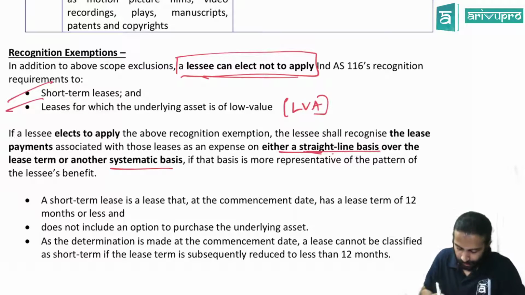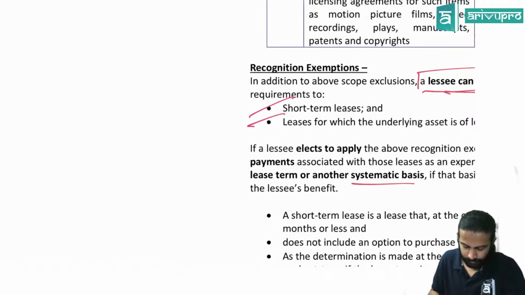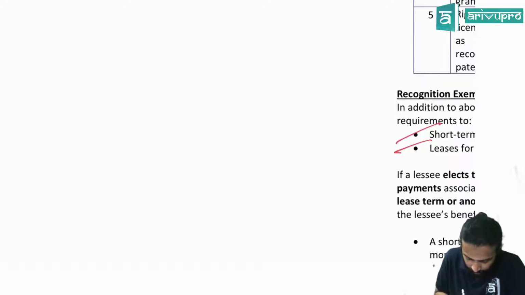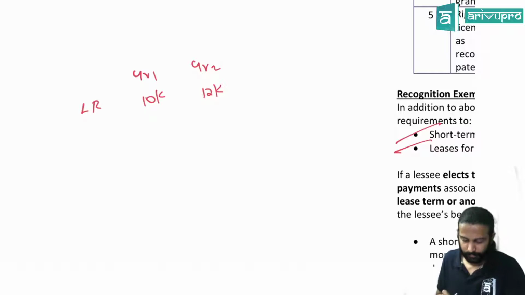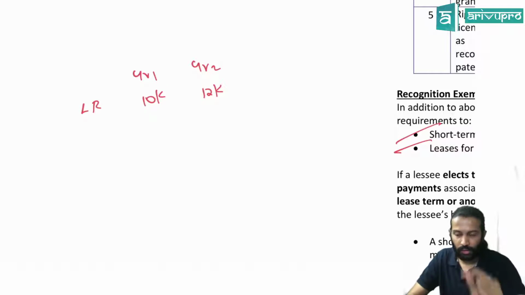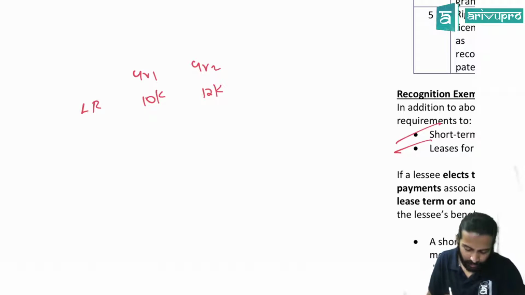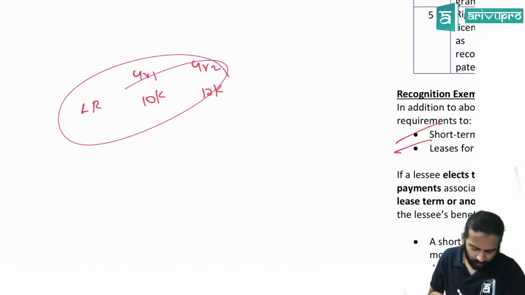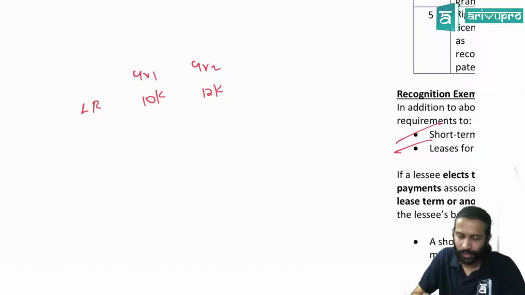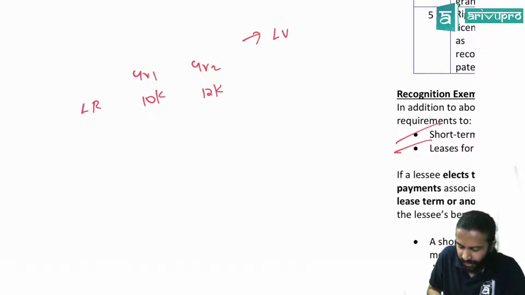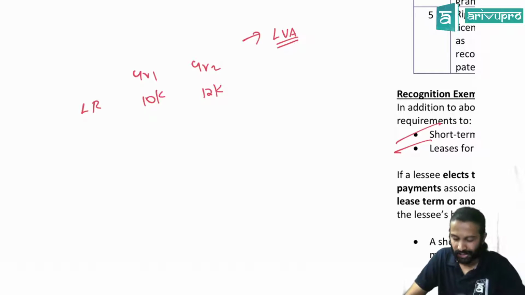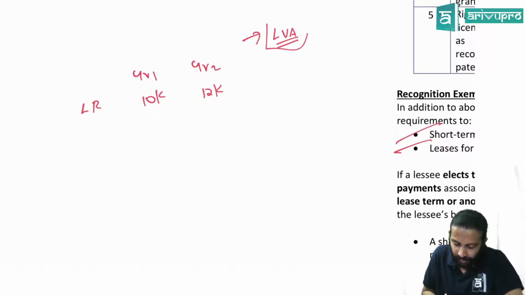Any case study needed? Straight line basis you understood? Want a small case? One example, sir? Okay, maybe we can take this. Lease rental: Year 1, 10,000. Year 2, 12,000. Both parties got into a lease agreement saying lease rental, first year you have to pay me 10,000, second year you have to pay me 12,000. Let's say it is concluded that it is an LVA, low value assets. I'll tell you what is LVA in the meantime. For the time being, we'll treat it as LVA.